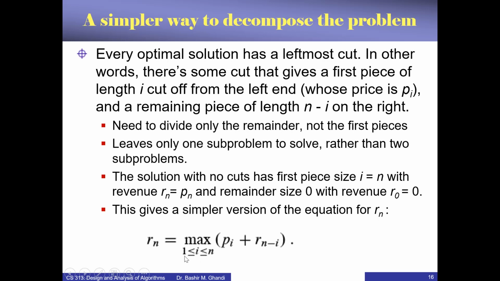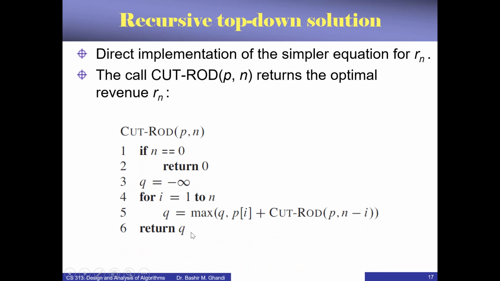So we have to vary i from 1 until n, compute the value of p_i and R_(n-i), this one by making a recursive call with a smaller size, and compare it with the previous results. If you get a bigger value, you're going to take the new one. Otherwise, you take the former one. Basically, you're trying to find the maximum. This is essentially what this algorithm is doing.